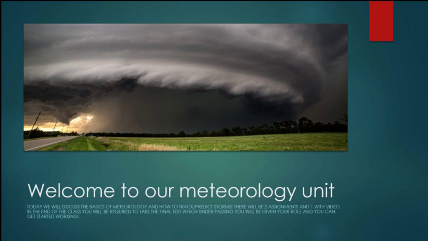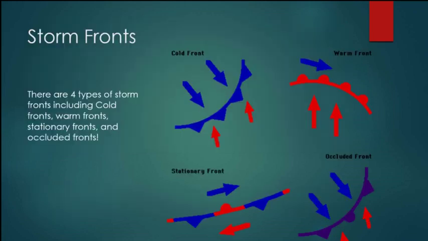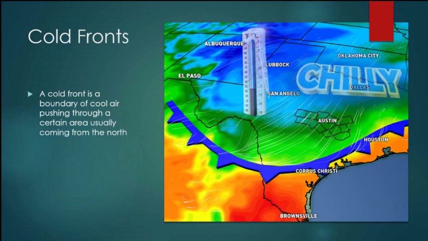Alright, so let's begin. Storm fronts. There are 4 types of storm fronts, including cold fronts, warm fronts, stationary fronts, and occluded fronts. Cold fronts. A cold front is a boundary of cold air pushing through a certain area, usually coming from the north.